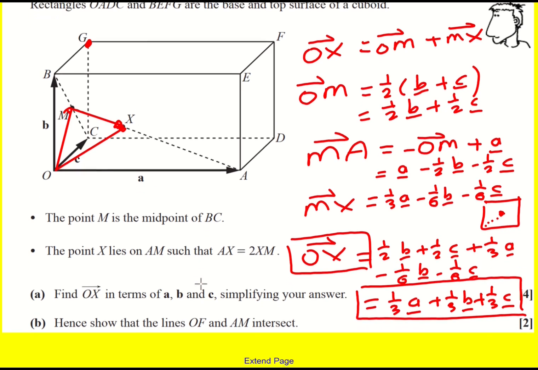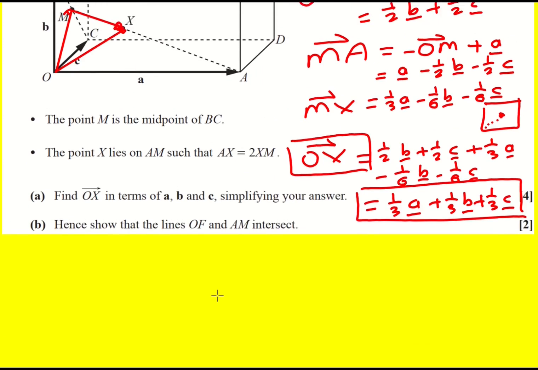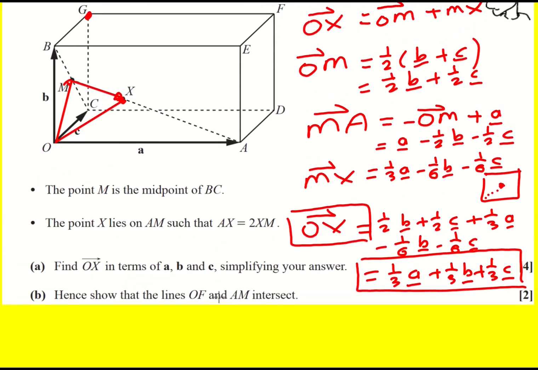Let's show that OF and AM intersect. So I'm going to find OF to start with. That's going to be really quick. I just go A plus B plus C. But here's the thing. This is actually going to be 3 times OX, where I had a third A plus a third B plus a third C.